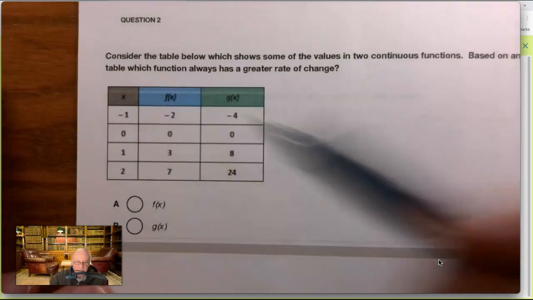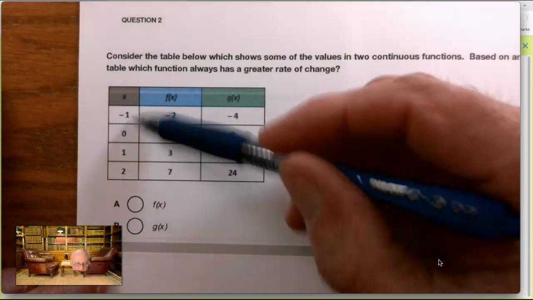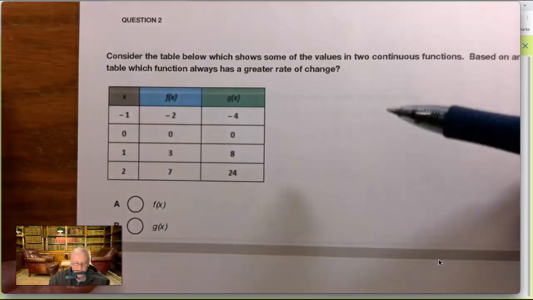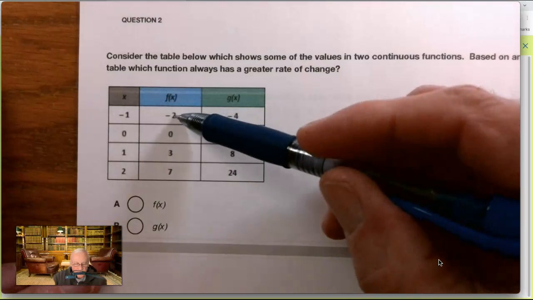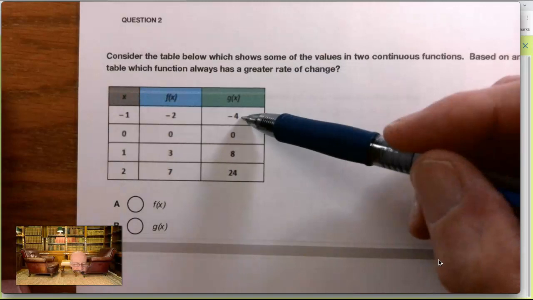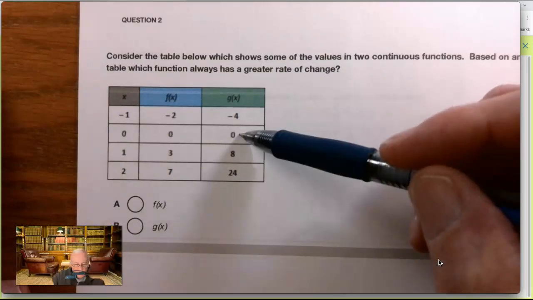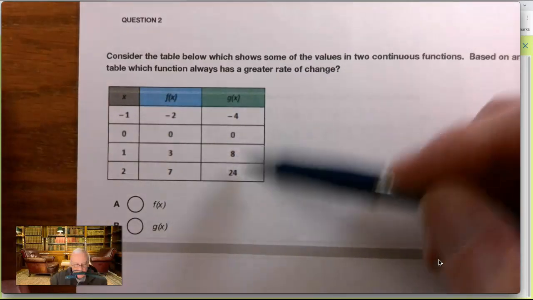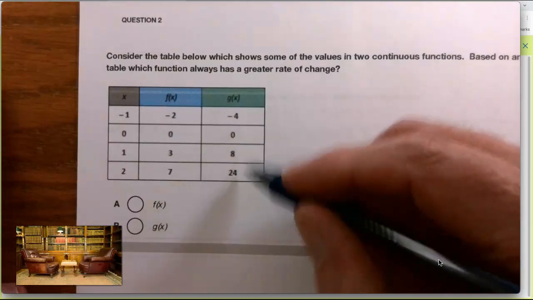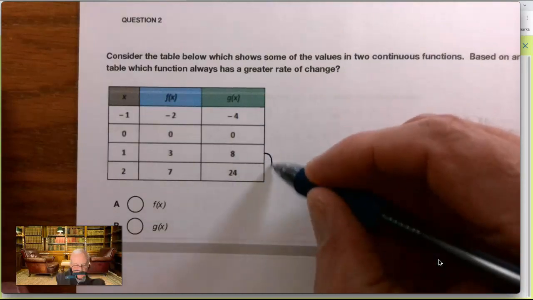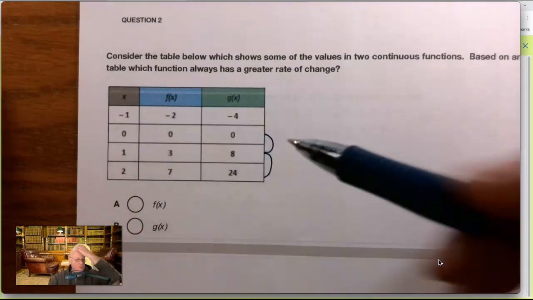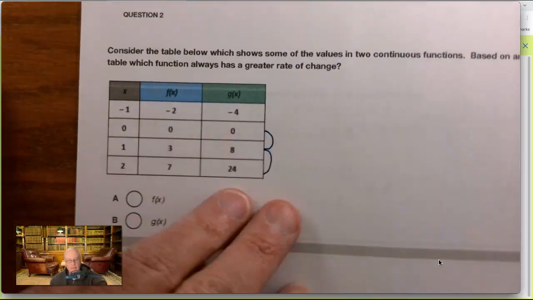Again, the interval, they mean the x. x is always the same for these 2, and this 0 is for these. f of x goes up by 2, by 3, by 4. But g of x goes up by 4, 8, 16. g of x is going up faster. The rate of change is faster here, and faster here. For any interval you pick, g of x is going up faster, okay?